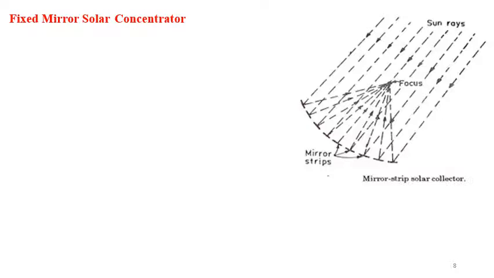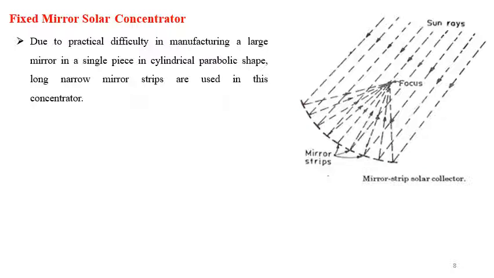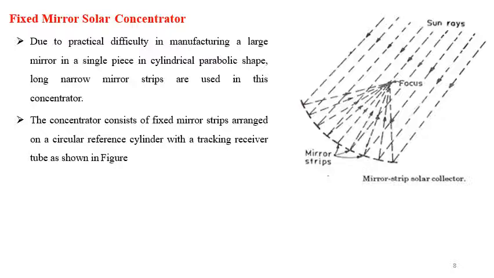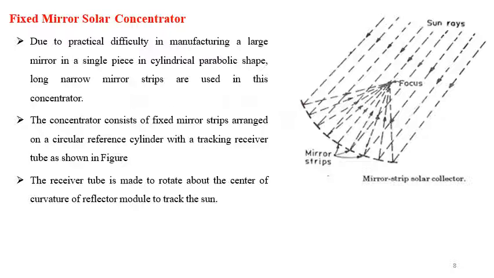Then, the fixed mirror solar concentrator. Due to the practical difficulty in manufacturing a large mirror in a single piece in cylindrical parabolic shape, long narrow mirror strips are used in this concentrator. The concentrator consists of fixed mirror strips arranged on a circular reference cylinder with a tracking receiver tube, as shown in the figure. The receiver tube is made to rotate about the center of curvature of the reflector module to track the sun.